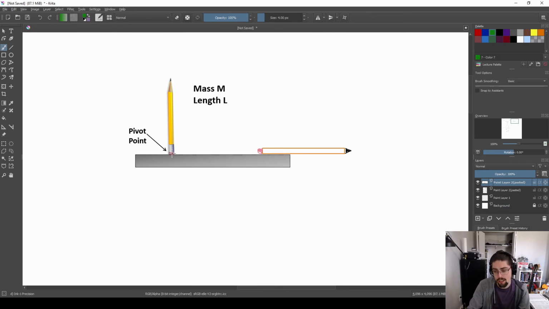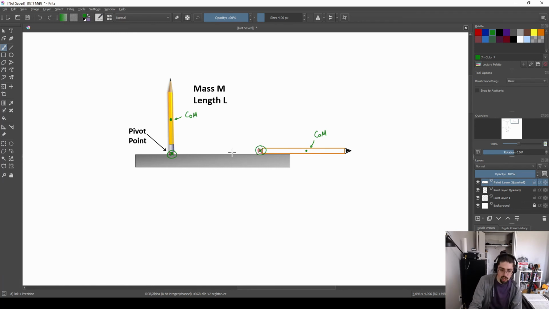Let's go ahead and do this, though. Let's go ahead and label. Here is our pivot point. I want to mark it like this so that I keep track of, hey, pivot point right here. While I'm at it, I'm also going to mark this spot right here. This is my center of mass. See what's happened?